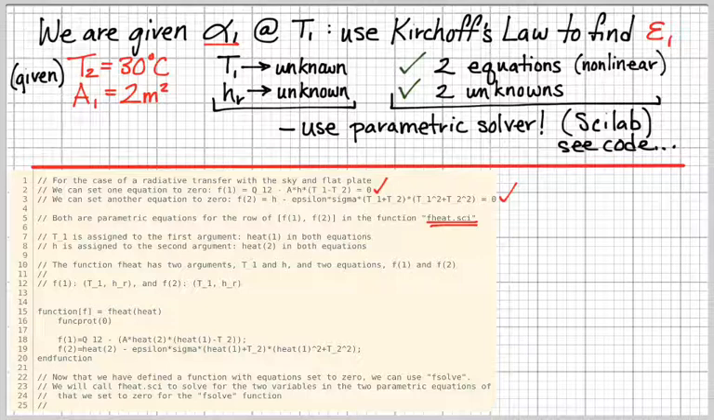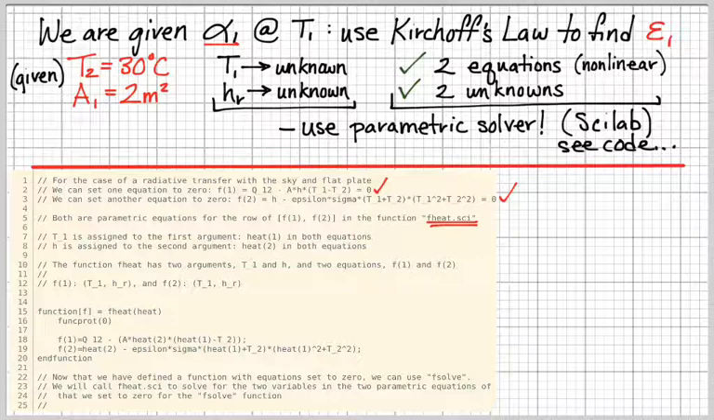So you see here, for the case of radiative transfer with the sky and a flat plate, we're defining two different equations, and those two different equations are in line 2 and 3 of this code. Now clearly I'm using a text editor here because I have line numbers on the left and I've got commenting going on here, but this is just a snapshot. These two equations are parametric equations of the function that we're defining, fheat.psi, so that this is something that we can run inside of Scilab as a code.